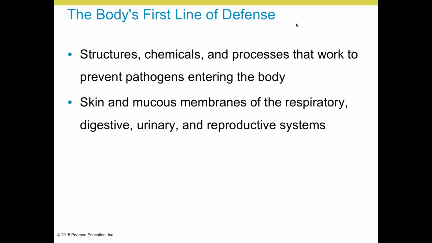The body's first line of defense refers to the structure, chemicals, and processes that work to prevent pathogens entering the body. As mentioned earlier, it will be the skin and mucous membranes of the respiratory, digestive, urinary, and reproductive systems when we refer to the first line of defense.